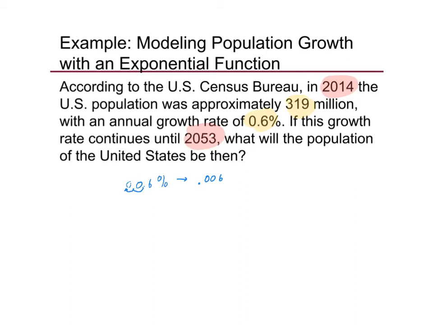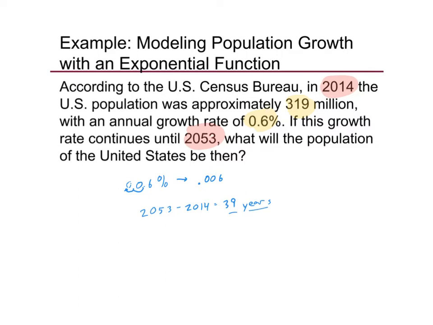The other thing that we have to figure out before we can substitute into our formula is 2053 minus 2014. How many years later is that? 2053 minus 2014 is equal to 39. So 39 years have passed. That's an important thing because that's the exponent that we need to substitute into the equation.